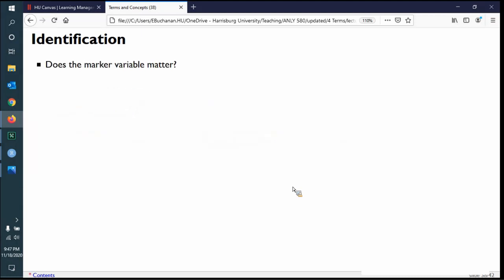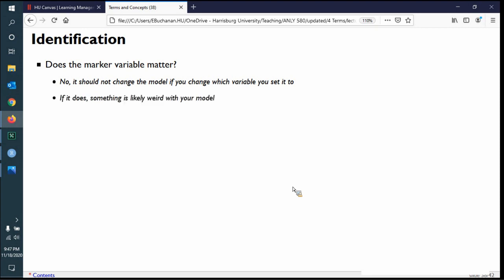Does that marker variable matter? And inevitably, you always get a student that asks this. So in a couple of weeks, when you ask me this, I'm going to say, no, it does not matter. Okay. So it doesn't matter if I set it to X1 or X2. If you run the model and it does matter, something's wrong. Okay? Because it's still estimating on that covariance matrix. And this is just a scaling thing. So it shouldn't cause a lot of weirdness in your model.